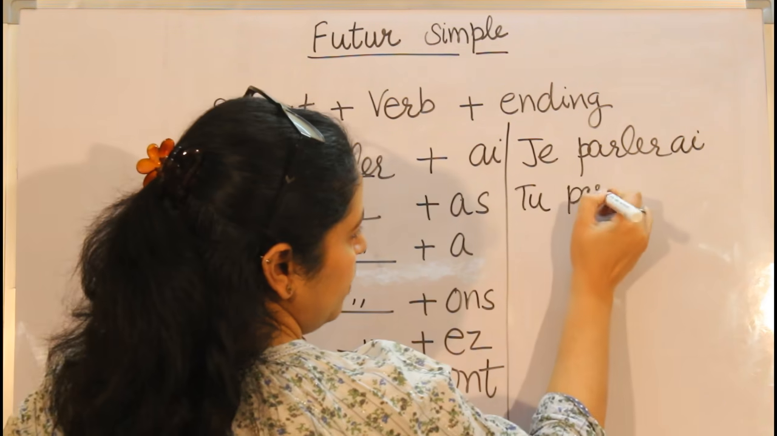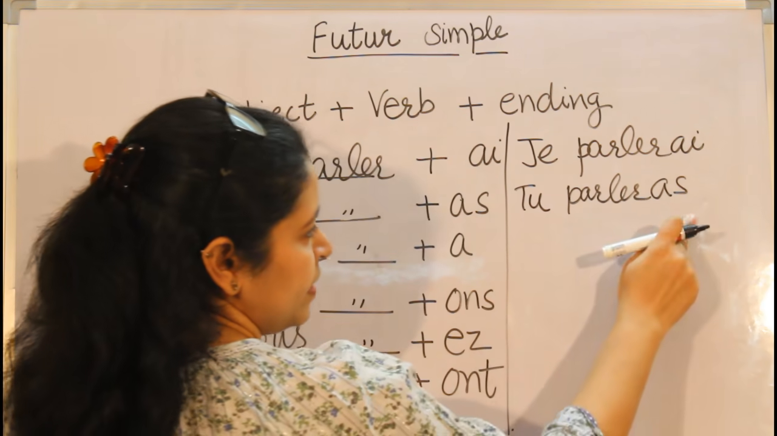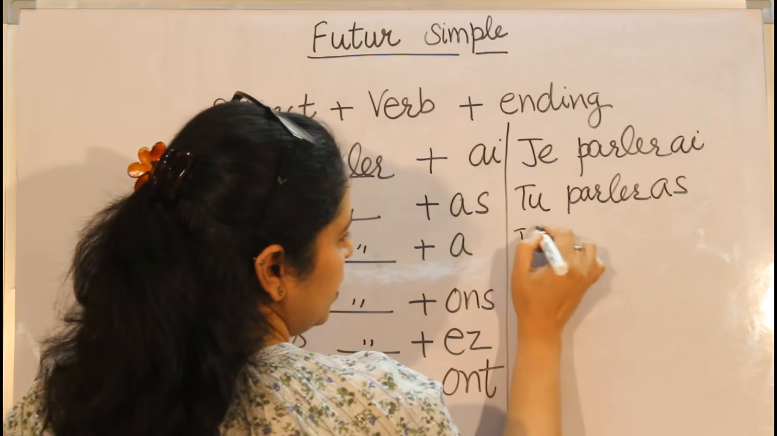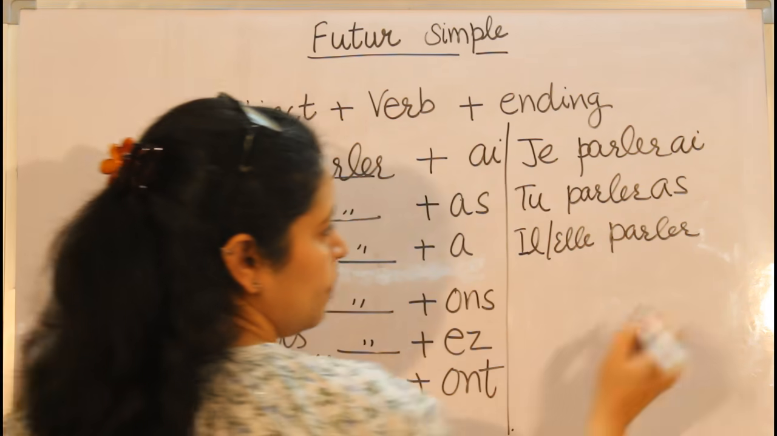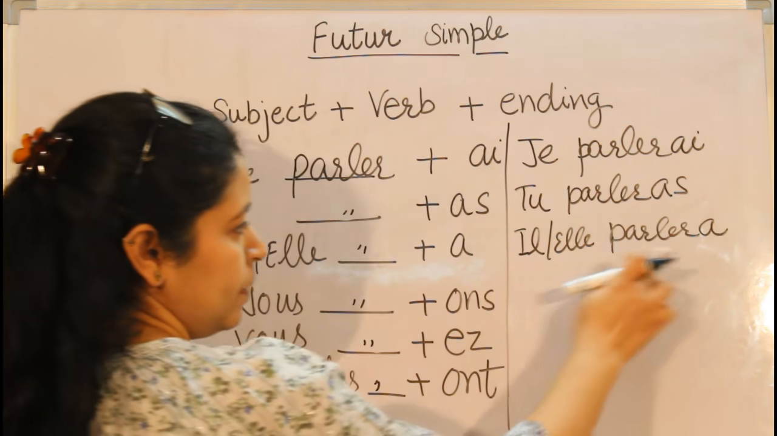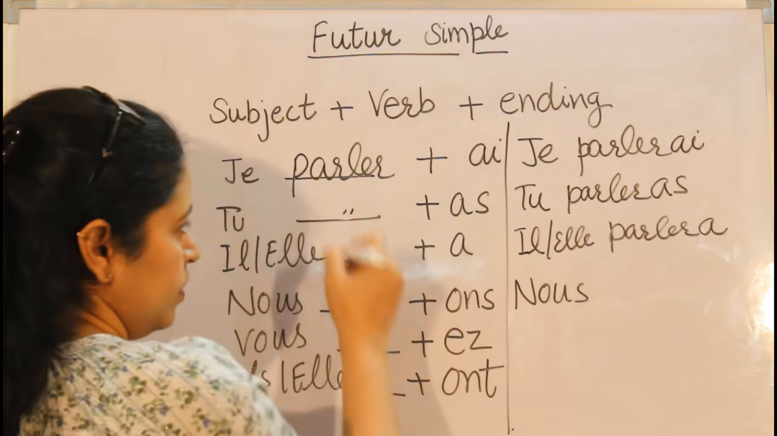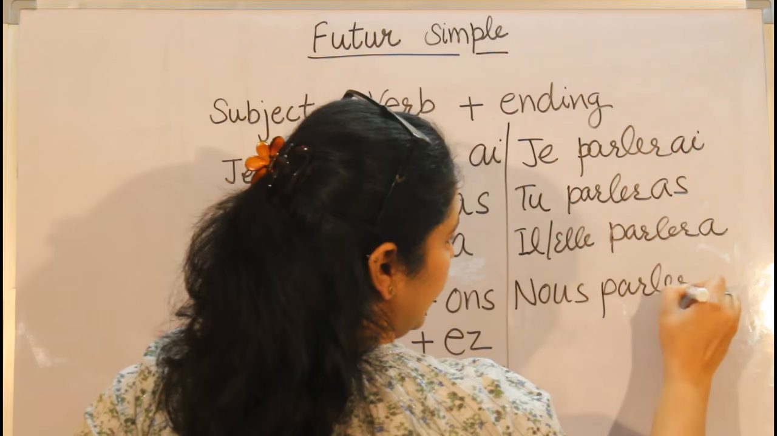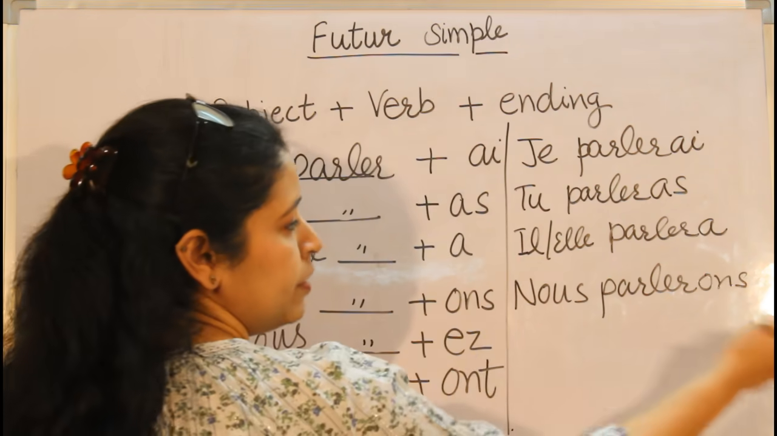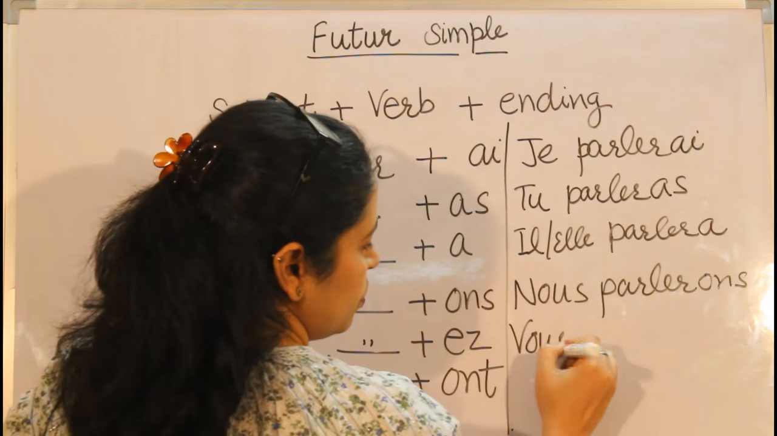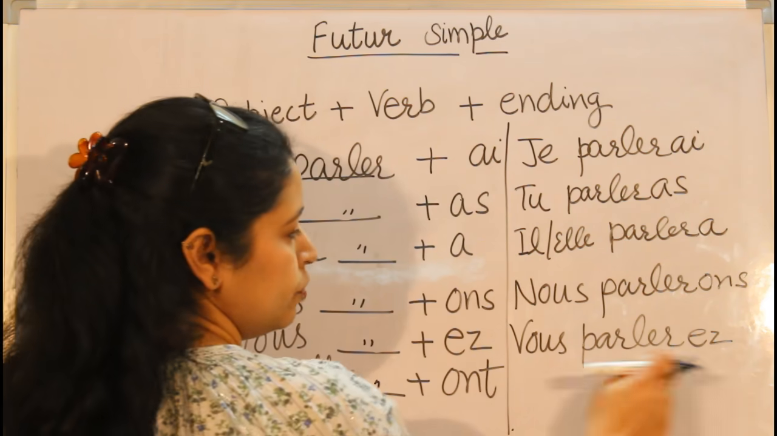Now we are going to do the same with the next pronoun, tu. We'll write the complete verb, and now I will add this ending. Tu parleras. Now with il and elle singular, again we are going to do the same. We write first the complete verb, then we add the endings. Il parlera, elle parlera. With nous, again we'll write the infinitive form of parler. Now I will add this ending and it will be read like nous parlerons. Now with vous, again the complete verb, and now comes the ending. Vous parlerez.